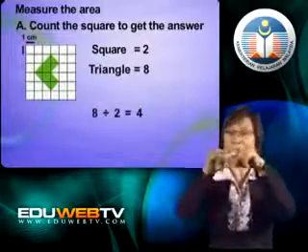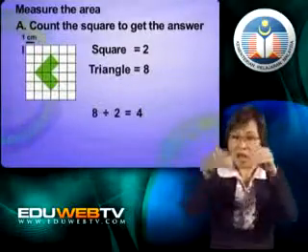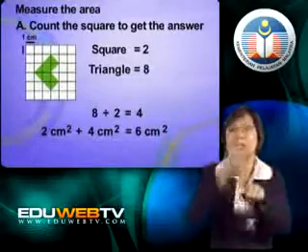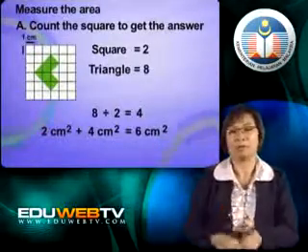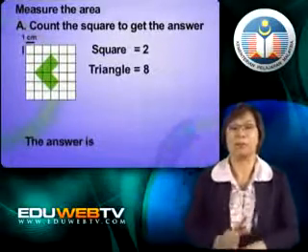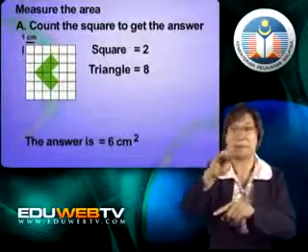Now let's add up the centimeters square. 2 centimeters square plus 4 centimeters square equals 6 centimeters square. The shape has an area of 6 centimeters square. The answer is 6 centimeters square.